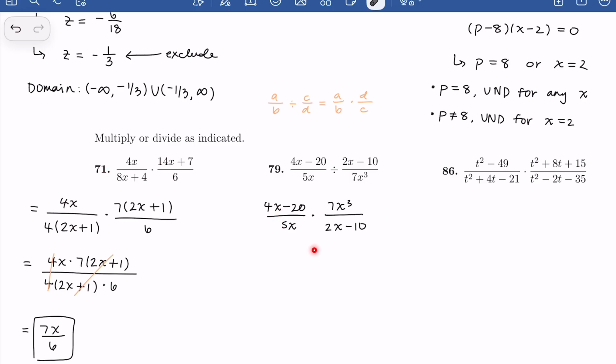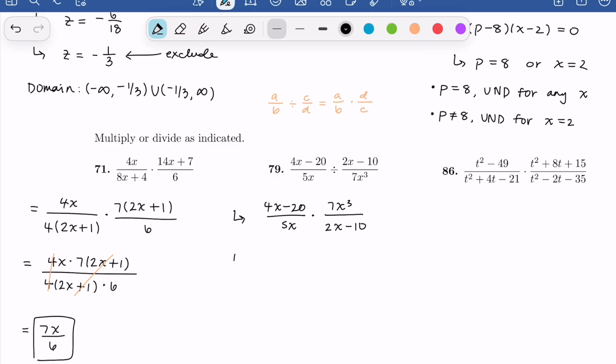What we're going to do is factor both of these and multiply straight across and see if we can cancel anything. So in this first one here, 4 and 20 both share a common factor of 4. So we'll go ahead and pull that out. I'm going to be left with x minus 5 in the numerator, and in the denominator, I'm going to have 5x. Doing the same thing for our second expression here, we're still going to have 7x cubed here, but 2 and 10 in our denominator share a factor of 2.